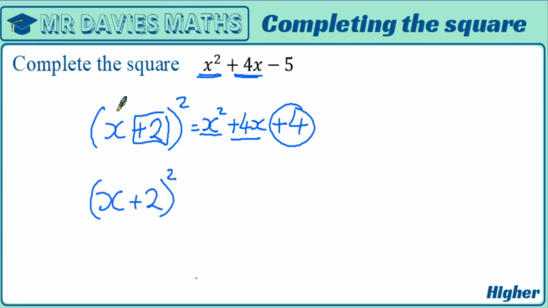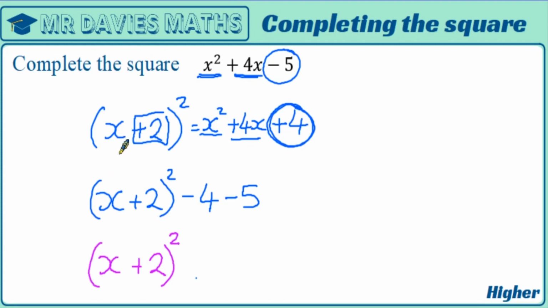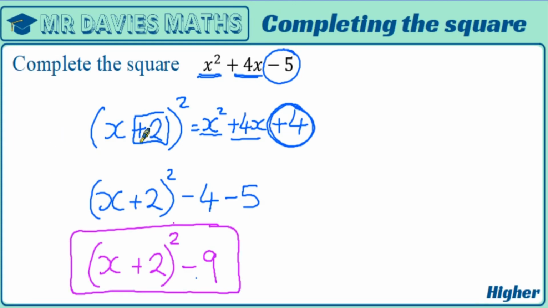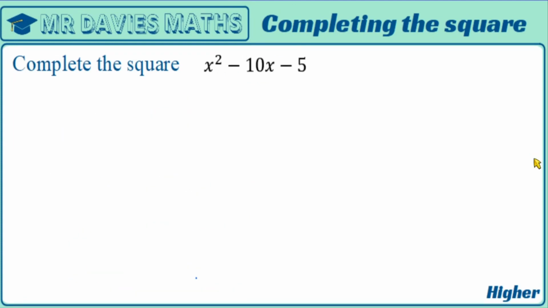That gives me my first two parts. Then I want to get rid of this positive 4, so let's do the opposite of it and bring this back into play. So all I need to do now, final answer: x plus 2 all squared minus 4, take away 5 is negative 9. And there's our answer. Fairly straightforward technique, really. It's more of a memory question.